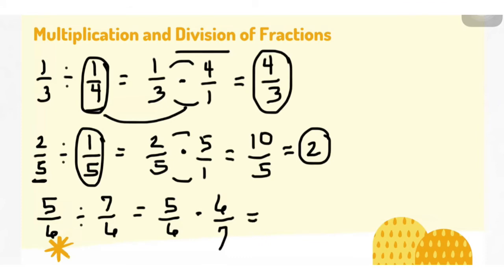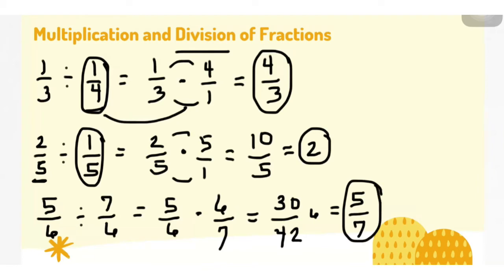5 times 6 is 30. 6 times 7 is 42. Okay, then get the lowest term or simplify natin if possible, kung pwede. Okay, so pwede tayong mag-divide sa kanila ng 6. So 30 divided by 6 will give you 5 and 42 divided by 6 will give you 7. Therefore, eto na yung final answer natin.